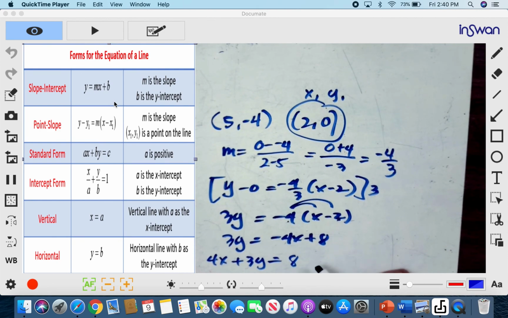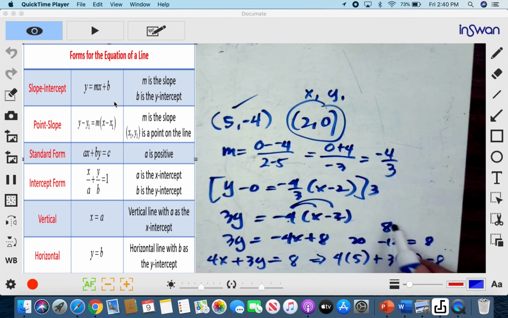Okay, now let's see if we did the right thing. We will use this to check the answer. So 4 times 5 plus 3 times negative 4 should be equal to 8. And as you can see, this is 20 and this is 12 and both of them will be 8. So we did the right thing.